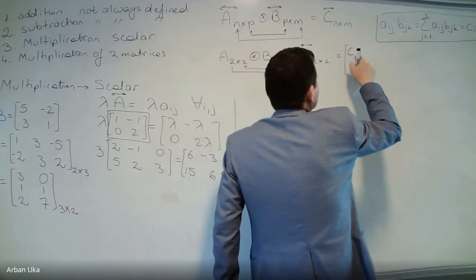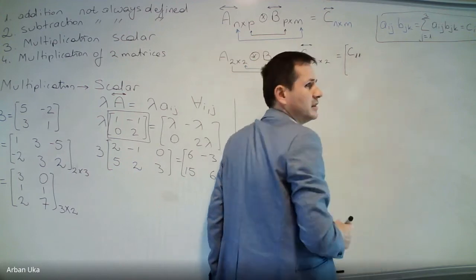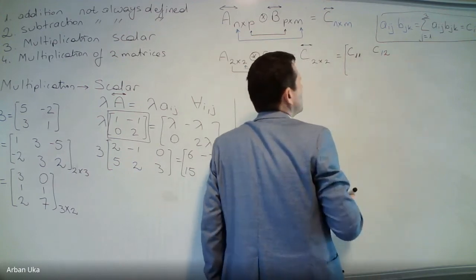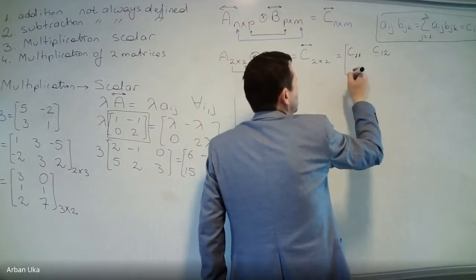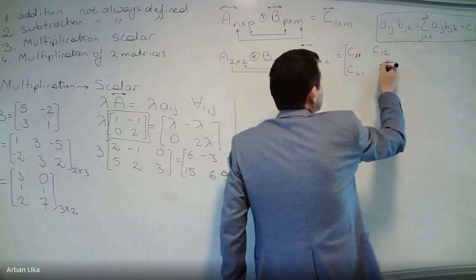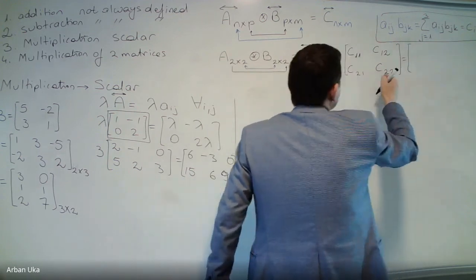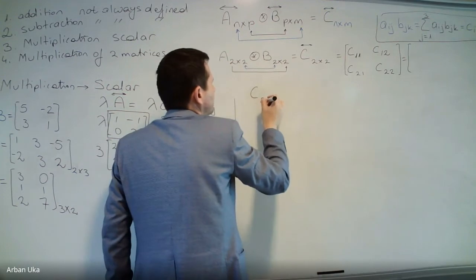What is this element? C11. What is this other one? C12. What is this element here? C21. What about this? C22. That's good. Then let's try to find C22 first.